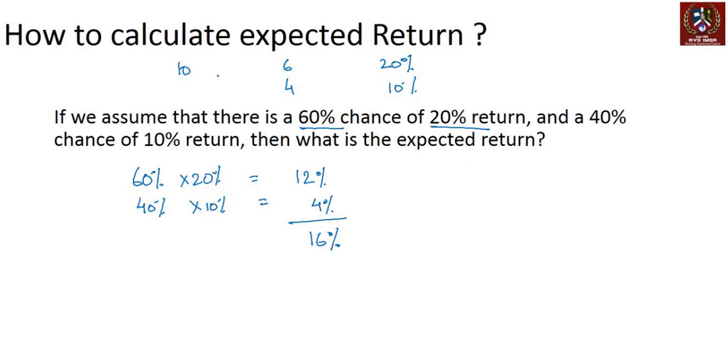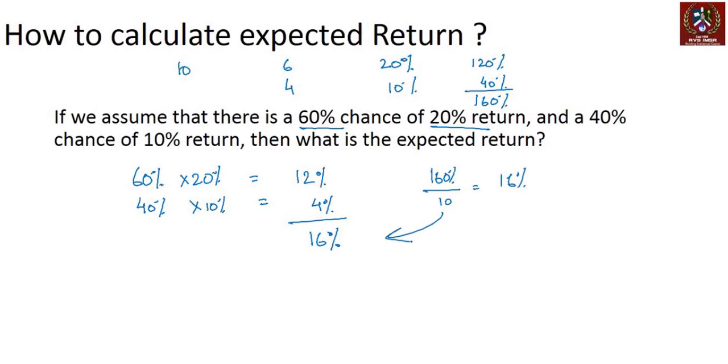In other words, out of 10 times, 6 times you get a return of 20%, so that's a total return of 120%. 4 times you get a return of 10%, that's 40%. Total return 160%. 160% divided by 10 is going to give you 16%. That's what we calculated here, right?